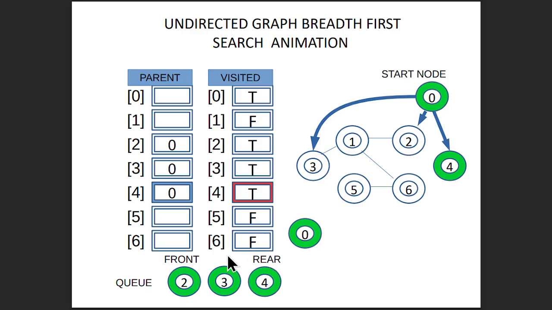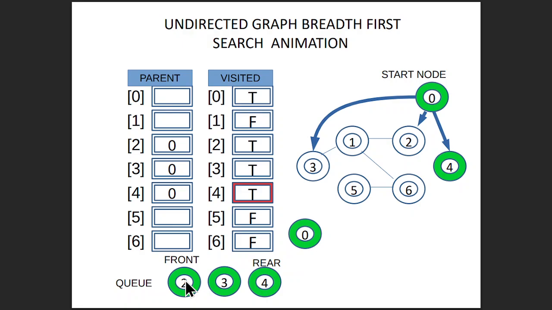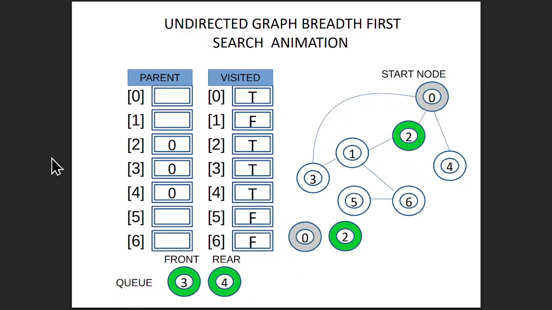Then step 1, to see if the queue is empty or not. The queue is not empty, therefore we dequeue. So the front element is 2, therefore we dequeue that element here, and we process that. So we look at the adjacent vertices to 2, which are 0 and 1. 0 is already visited, 1 is still not visited, therefore we add 1 to the queue. Okay.